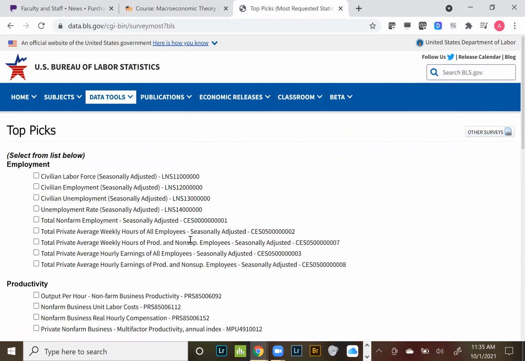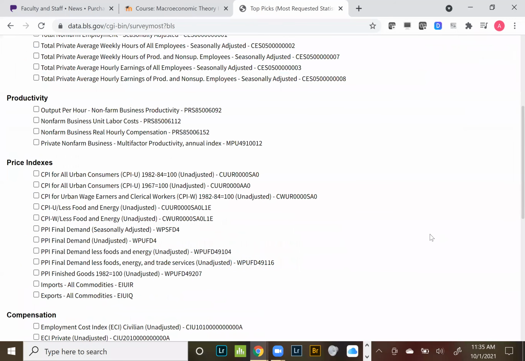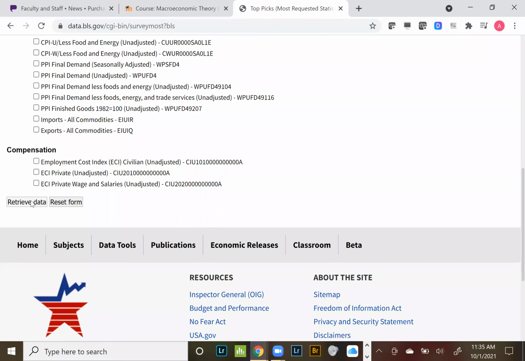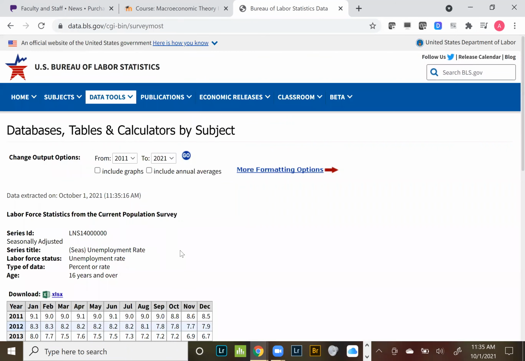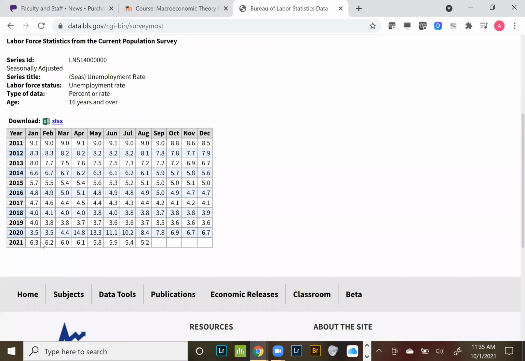For example, unemployment rate. Let's see, now retrieve data. Look how easy this is. And there it is. So remember I said I did that in January. Now in the meantime, let's look at how it's gone, 6.2, and it's slowly creeping down. And in August, it was down to 5.2. And if you want a copy of this, just hit download XLSX.